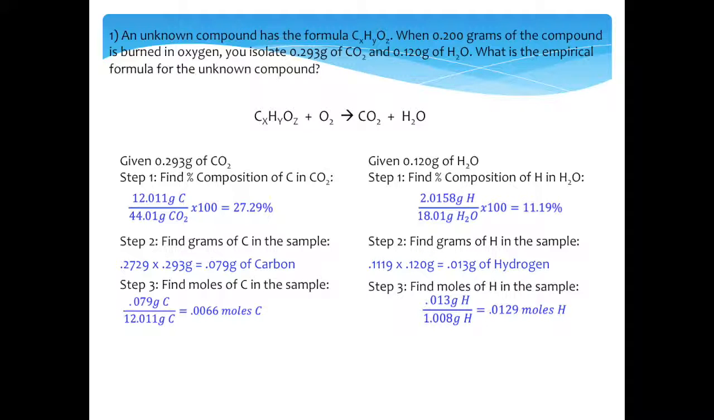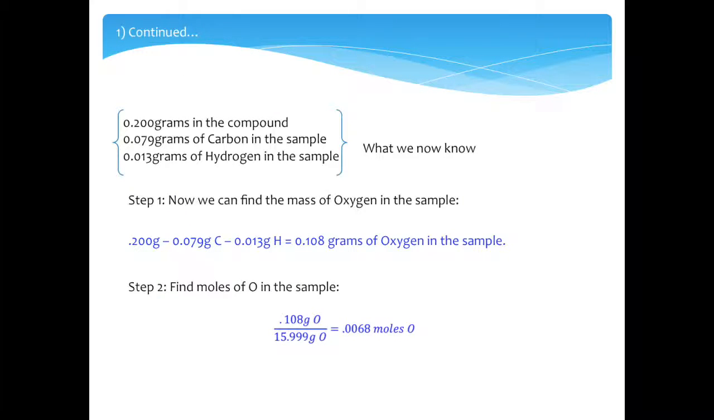Then we would want to find the grams of hydrogen in the sample. So we would do 0.1119 times 0.120 grams, which would give us 0.013 grams of hydrogen. And then we would want to find the moles of hydrogen in the sample. So we would do 0.013 grams of hydrogen divided by 1.008 grams of hydrogen, which would give us 0.0129 moles of hydrogen. To recap what we found, we have 0.2 grams of a compound containing 0.079 grams of carbon and 0.013 grams of hydrogen. The next step is to find how much oxygen we have in this compound.